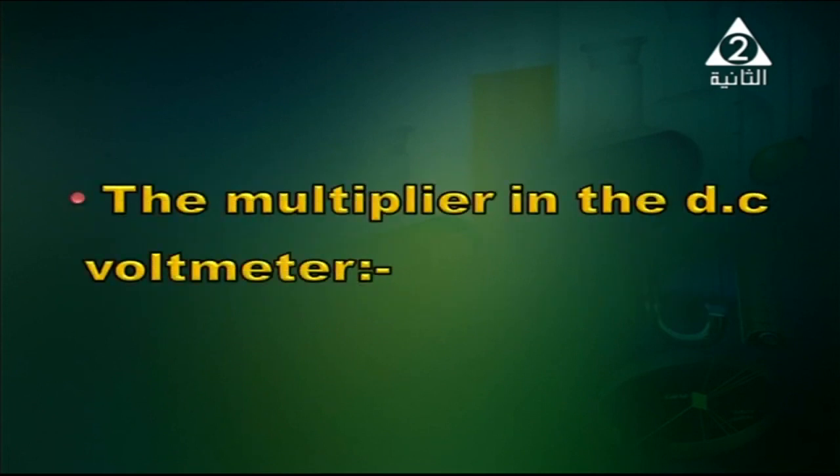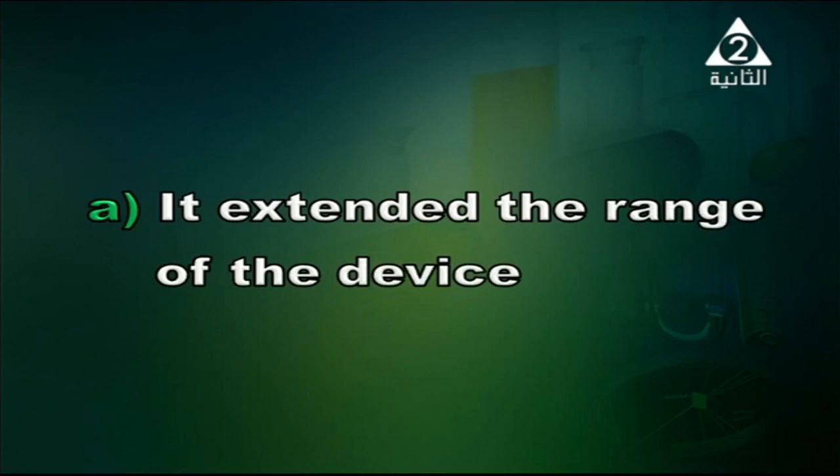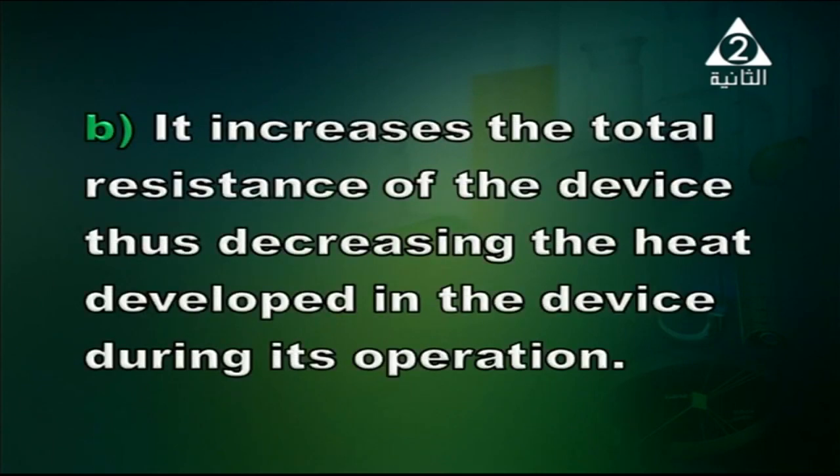What is the function of the multiplier in the DC voltmeter? It increases the range of the device, it extends the range of the device, okay? It increases the total resistance of the device, thus decreasing the heat developed in the device during operation.